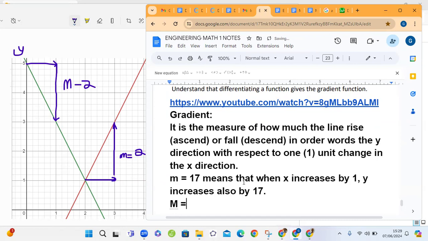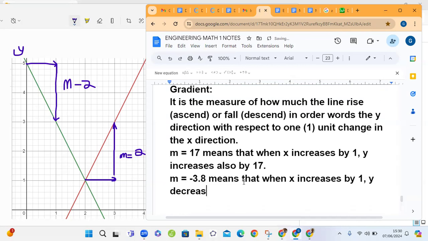m equal to negative 3.8 means that when x increases by 1, x is always increasing by 1, but y is the one that's doing whatever it feels like. Here, y is decreasing by 3.8. A decrease is expressed as a negative sign. An increase is expressed as a positive sign.